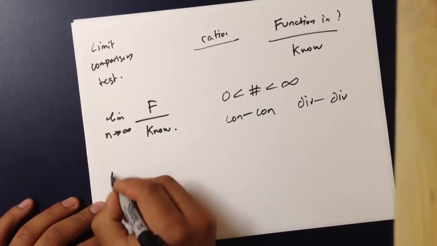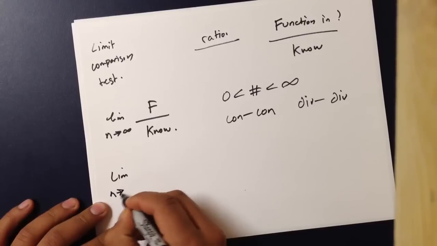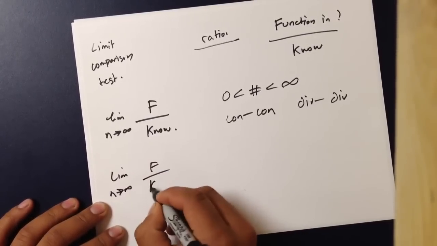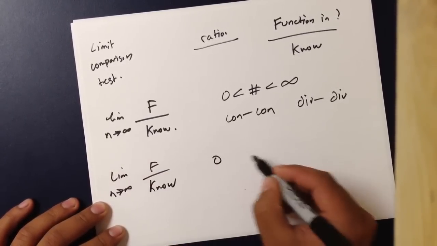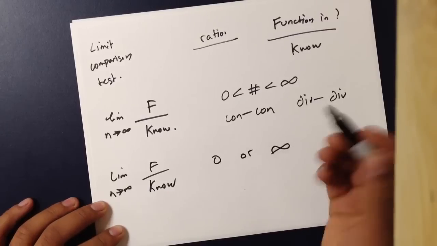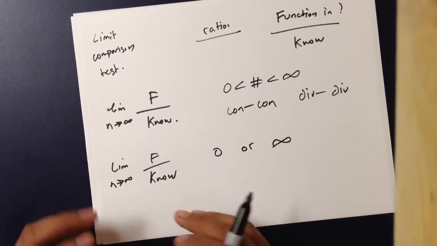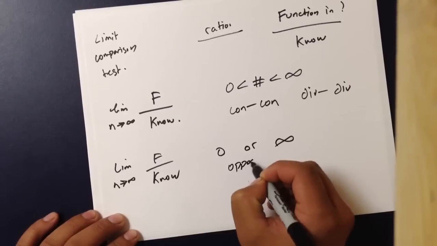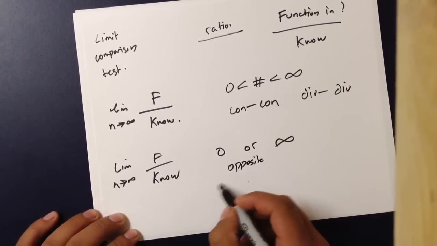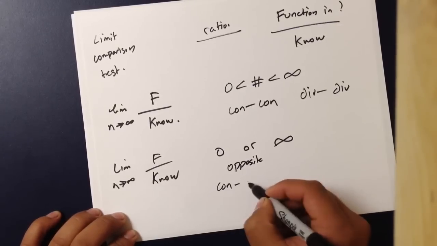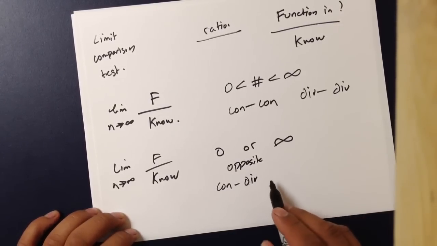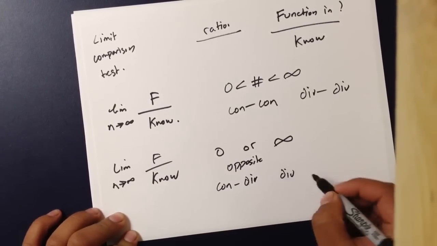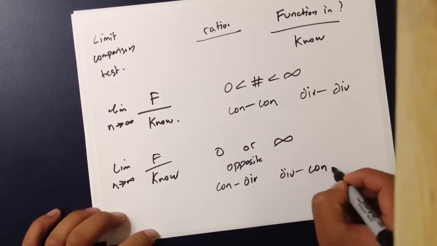Now let's say you do the limit, and you get either 0 or infinity. That means that what you know and the function in question do opposite things. If what you know converges, then the function will diverge. If what you know diverges, then the function in question will converge.